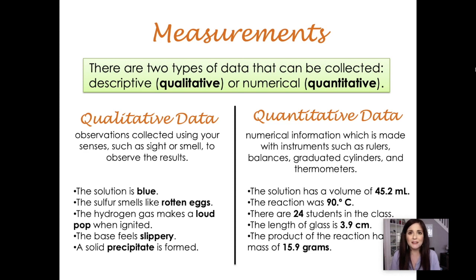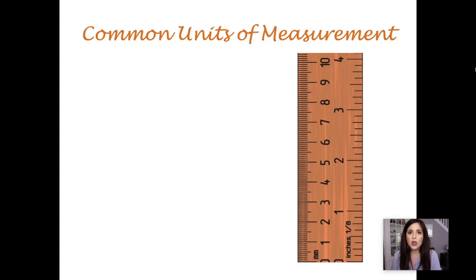I'm not going to have thumbs and fingers and toes and legs and drawers somewhere around the room, which means there's no uncertainty in that. So that particular number, 24, has an infinite number of significant figures. It's exact. It's not a measurement. It's a counting number. The length of the glass is 3.9 centimeters, also quantitative, as is the last one. The product of the reaction has a mass of 15.9 grams.